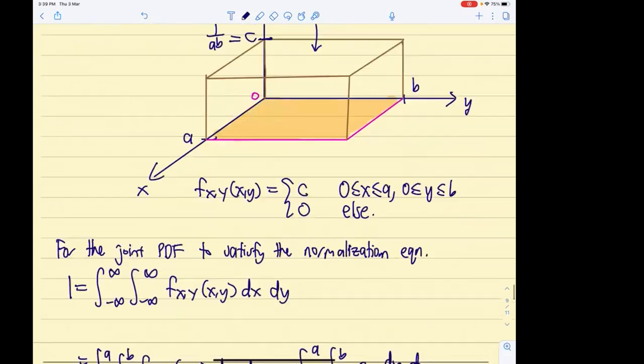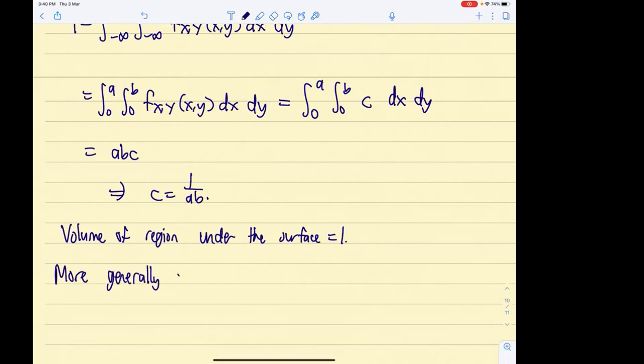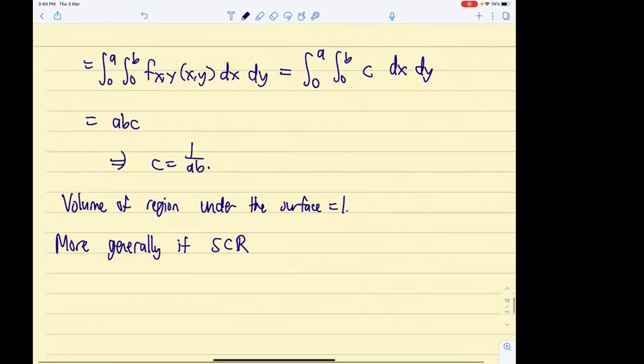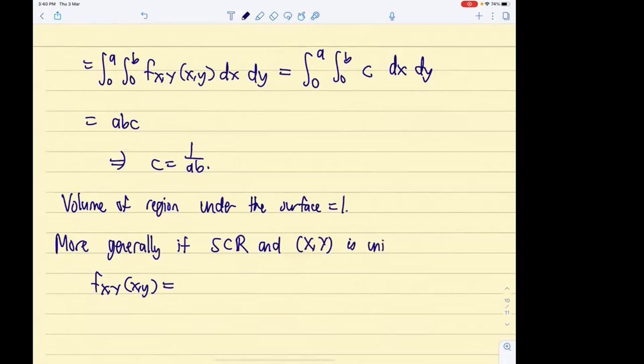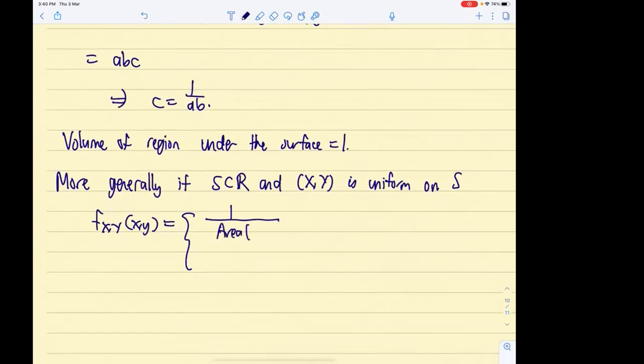Good. So more generally, let me just write down one comment here. The volume of the region under the surface is 1. More generally, if we have a subset S, this is a general statement, and (X, Y) is uniform on the set S (it doesn't have to be uniform, but let's say it is), then f(x,y) is given by 1 divided by the area of S if (x,y) belongs to S, and zero otherwise.